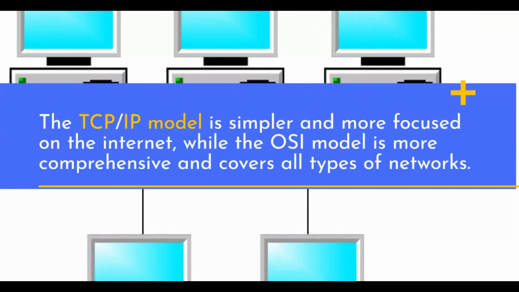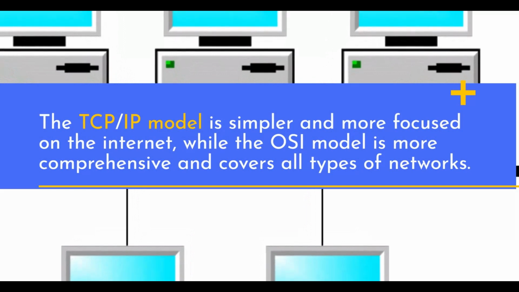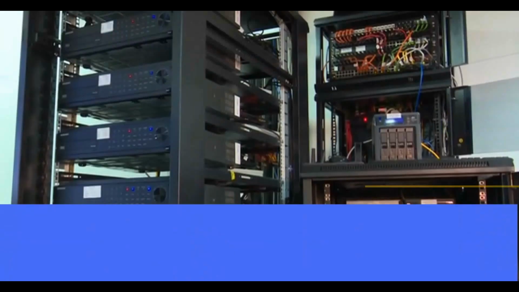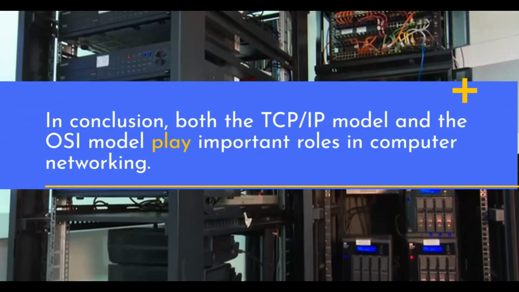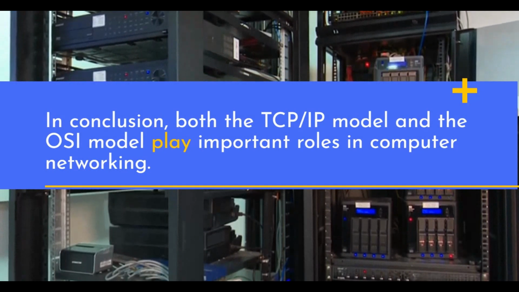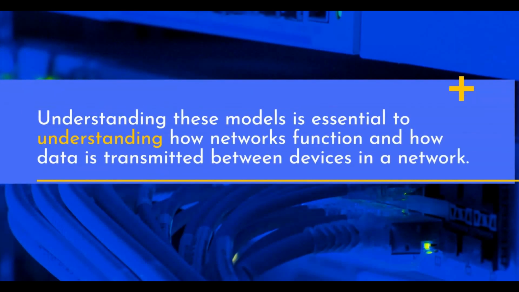The TCP/IP model is simpler and more focused on the internet, while the OSI model is more comprehensive and covers all types of networks. In conclusion, both the TCP/IP model and the OSI model play important roles in computer networking. Understanding these models is essential to understanding how networks function and how data is transmitted between devices in a network.